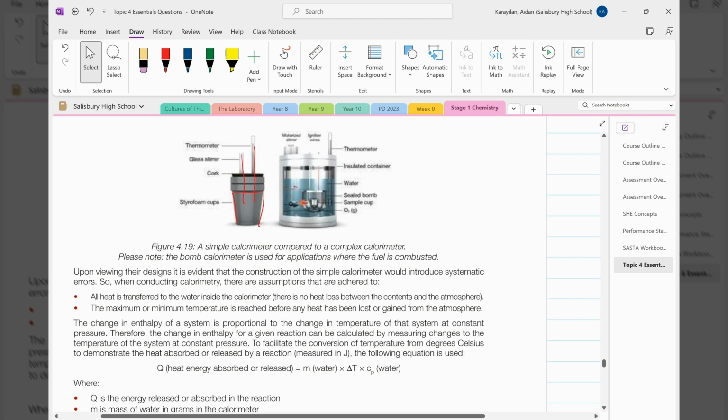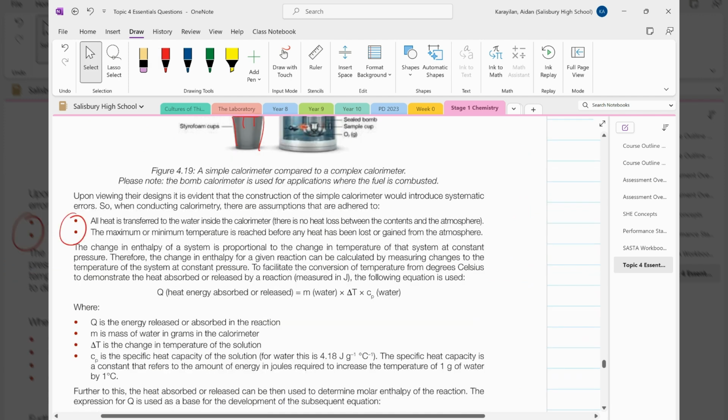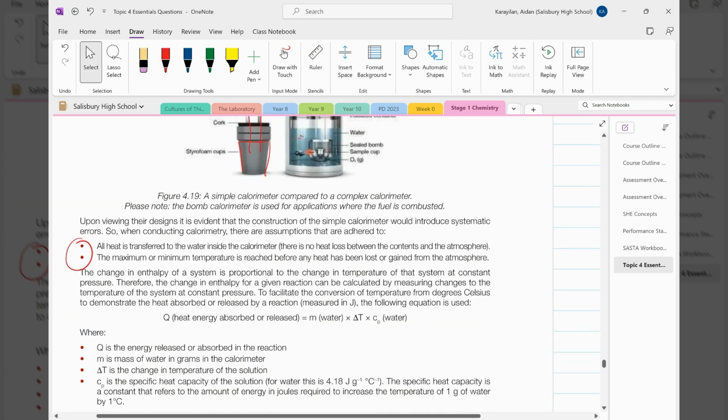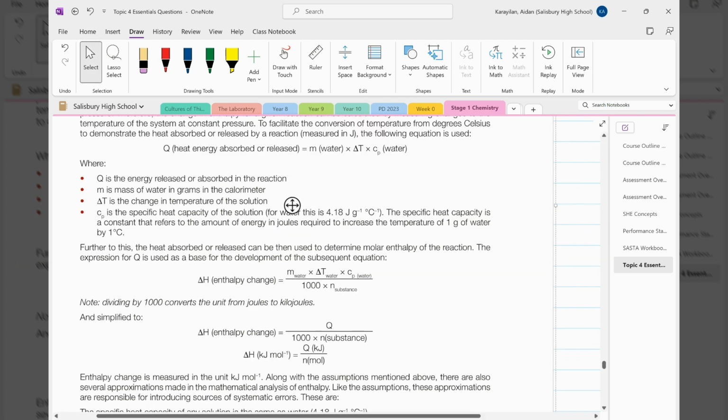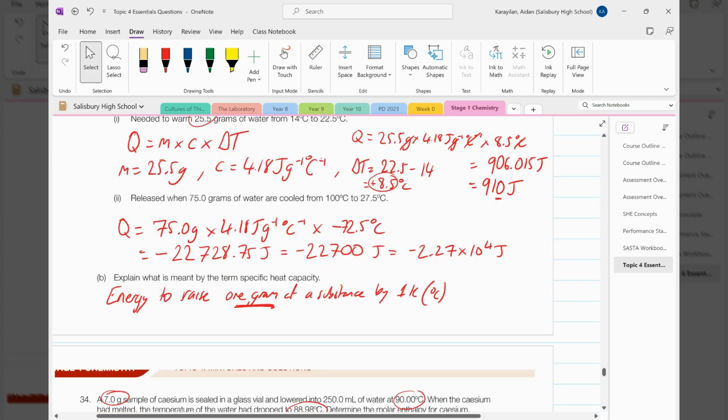And they've also written them down here. All heat is transferred to the water inside the calorimeter. There's no heat loss between the contents and the atmosphere. The maximum or minimum temperature is reached before any heat has been lost or gained to the atmosphere. And I would say again, the other bit is that the heat capacity of the whole system is equal to that of water. So I'll just finish that bit off.